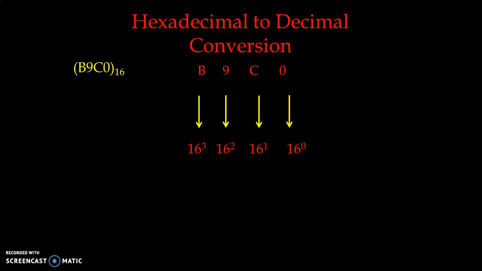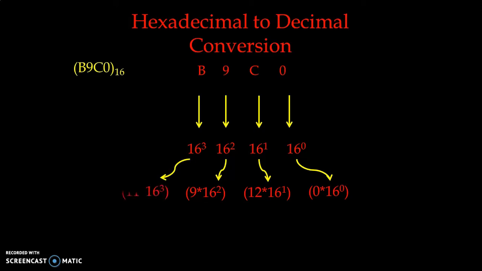Now we multiply the actual value with its weighted position. So 0 multiplied by 16 raised to 0. C, as I said, we have to consider its equivalent decimal value. So in hexadecimal, C is equal to 12. 12 multiplied by 16 raised to power 1. 9 multiplied by 16 raised to power 2. And B, that is 11. So 11 multiplied by 16 raised to power 3.